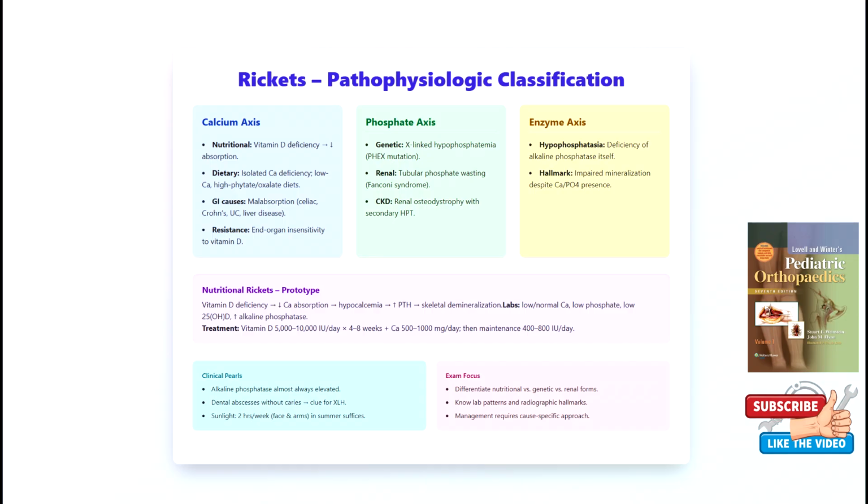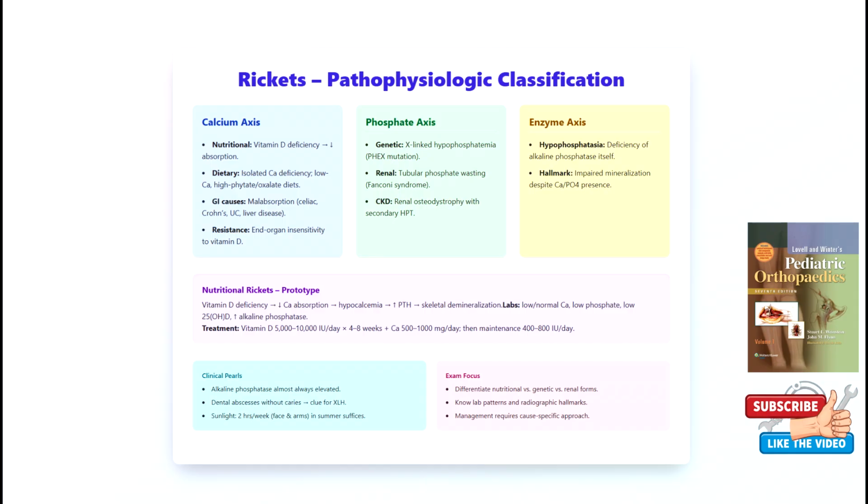Now, let us consider gastrointestinal rickets. Even if calcium and vitamin D are present in the diet, diseases that impair absorption will produce the same clinical picture. Celiac disease, Crohn's, ulcerative colitis, and short gut syndromes are well-known causes. Liver disease can also interfere, since bile salts are necessary to absorb fat-soluble vitamins like vitamin D. The treatment here is twofold: correct the underlying gastrointestinal disease and supplement the missing nutrients.